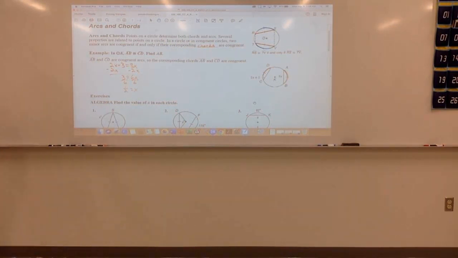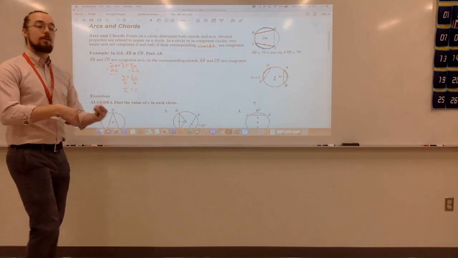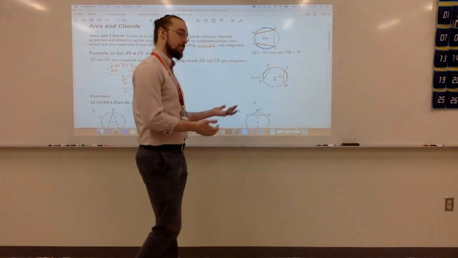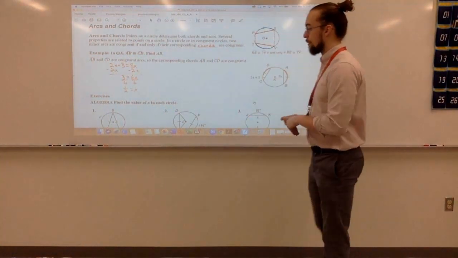Questions so far? So, congruent arcs means their corresponding chords are congruent, and vice versa. Congruent chords means their corresponding arcs are congruent.